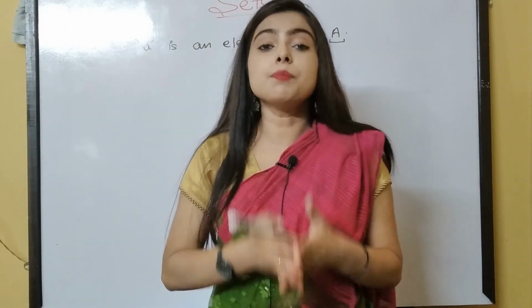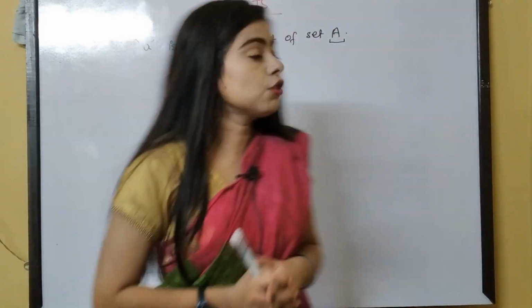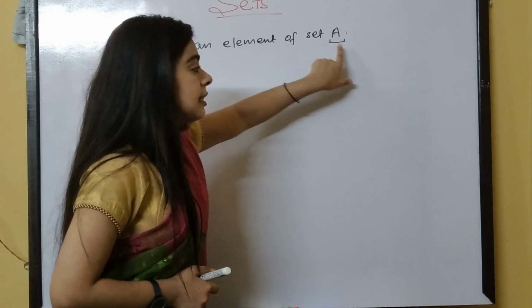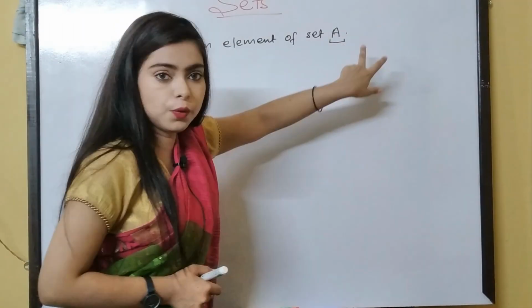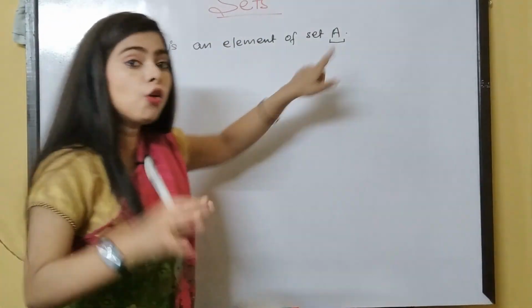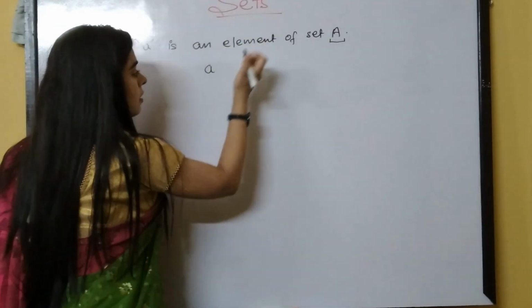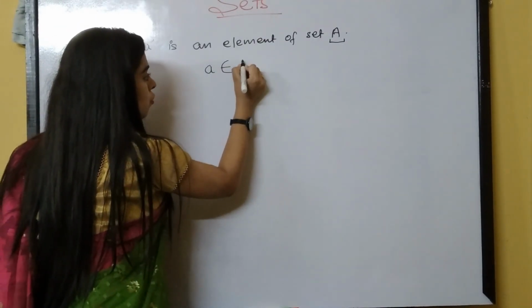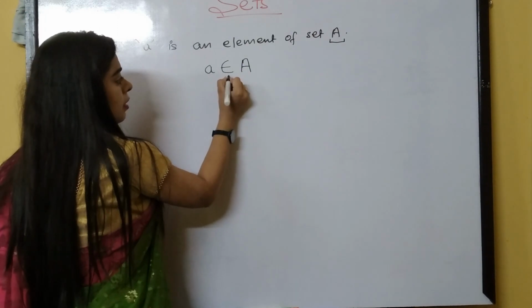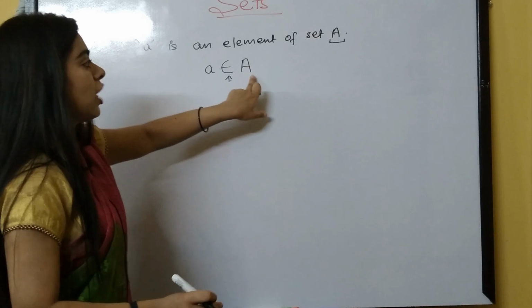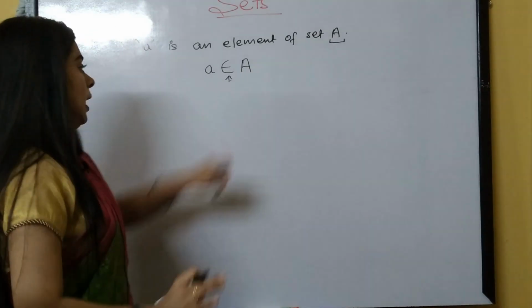So the objects in a set are called its members or elements. Now let's see, if a is an element of set A, you represent a set with capital letters. So if a is belonging to this set A, how do we represent that? We represent it like this: a belongs to A. This is the belongs to sign. So over here we mean that this a is actually an element of the set A.